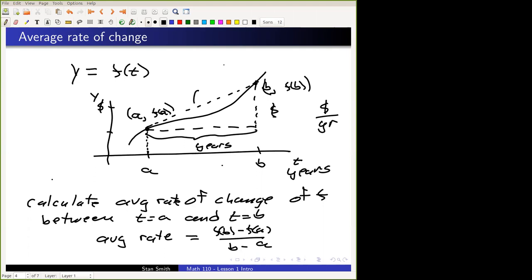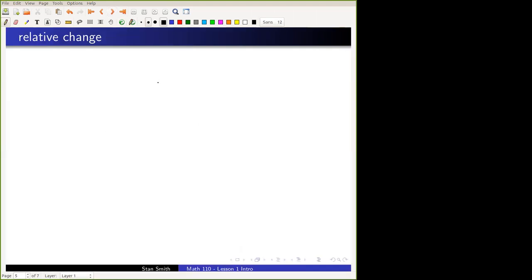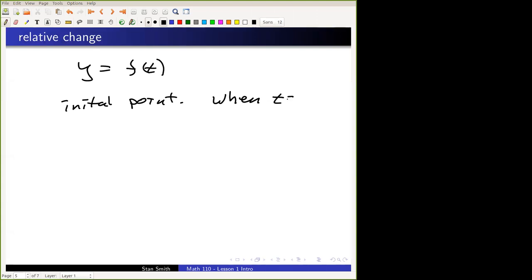All right. Now, relative change is a little bit different. Usually, what you have is, well, let's just do our y equals f of t again. Usually, you have some initial point or population or something like that. And the initial point is typically when t equals 0. You need some initial starting point, and so I will call it y not. That's just f evaluated at 0.